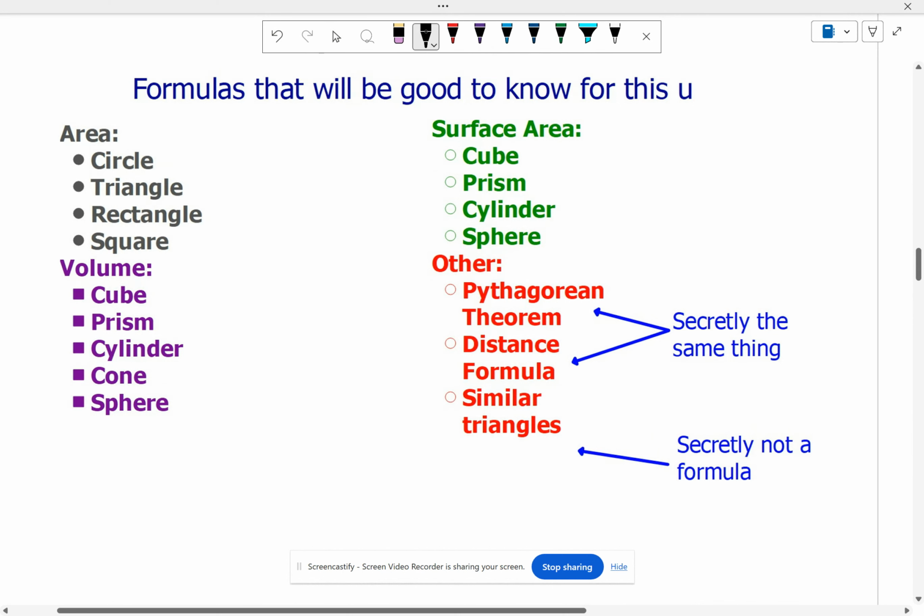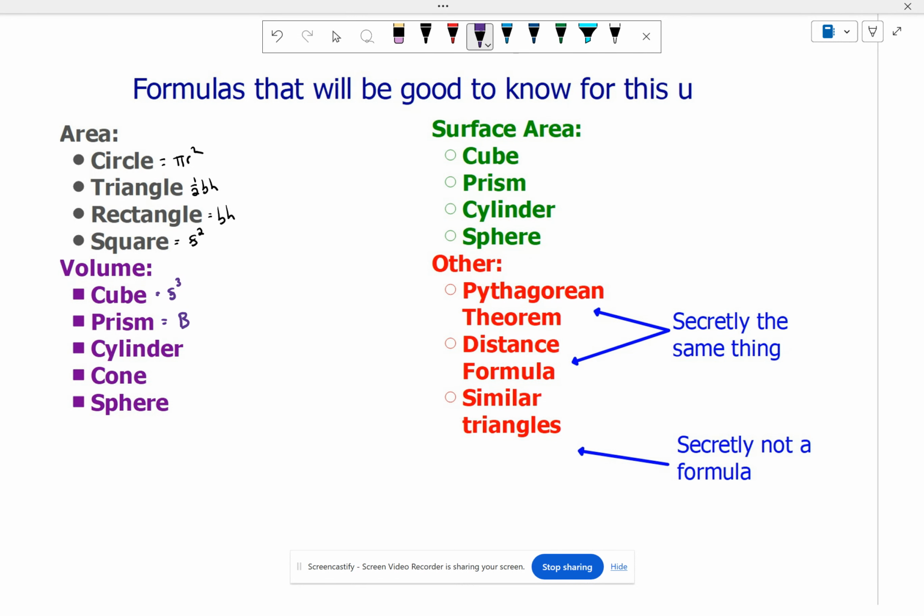So as a review, area of a circle is pi r squared. Area of a triangle is 1/2 the base times the height. The area of a rectangle is just the base times the height. And the area of the square is side length squared. Volume of a cube is side length times side length times side length, so side length cubed. For a general prism, you find out whatever the area of the base is and multiply that by the height.